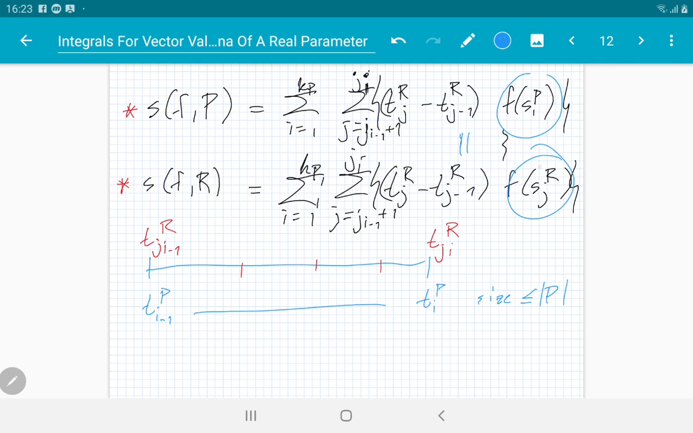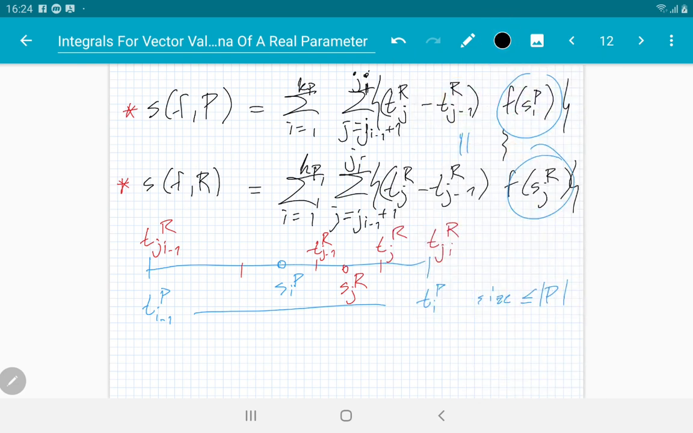Okay, but now I'm not computing f at any one of these points that I drew already. I'm computing them at potentially different points. So let's say that S_I^P is a point in here, and S_J, well, maybe this is J, maybe this is T_J^R, T_{J-1}^R, and here I have the corresponding marking as R.